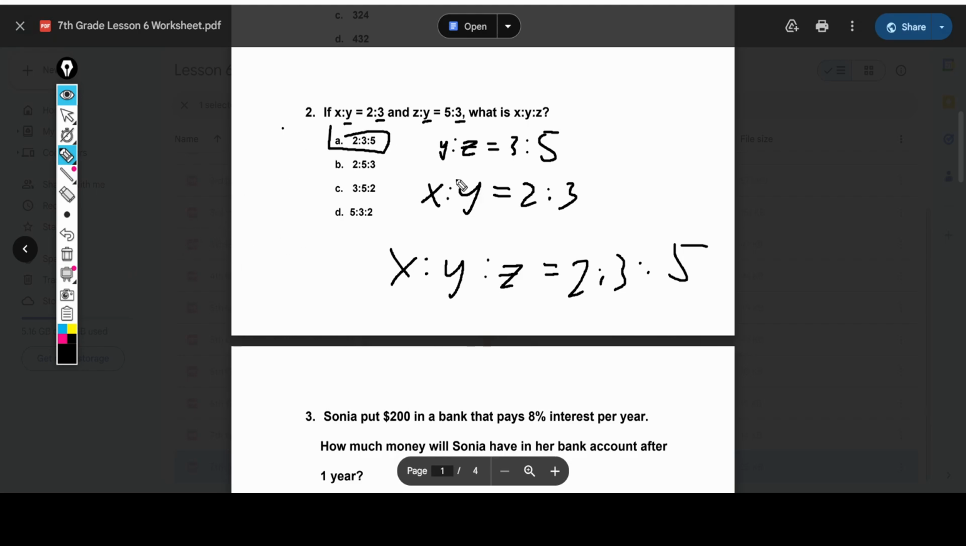But this only works if the y's are the same on both. So they have to be the same here and the same here. If not, then you can do some multiplication to make it so that these are equal.